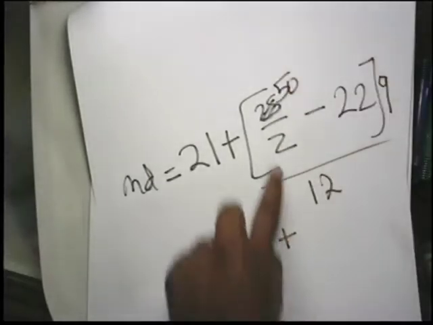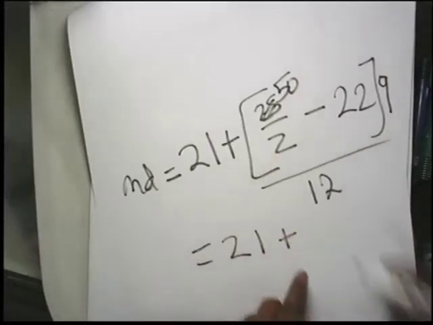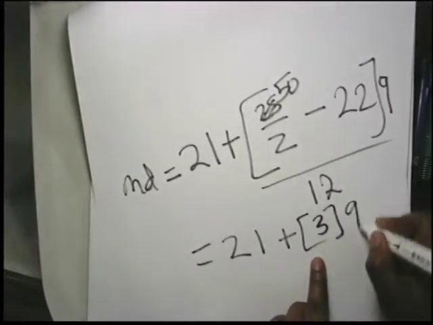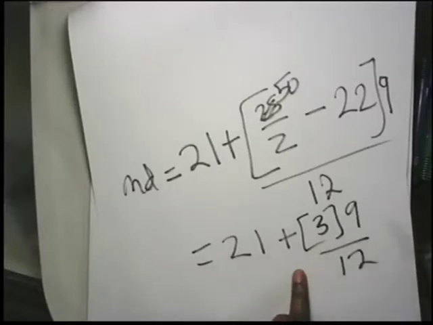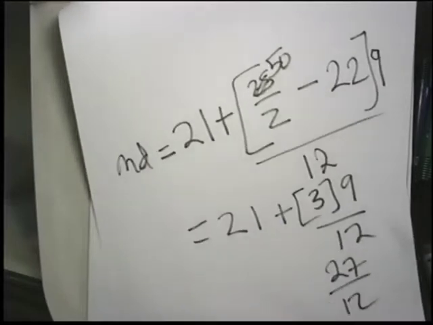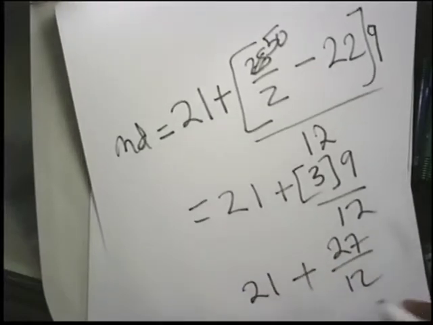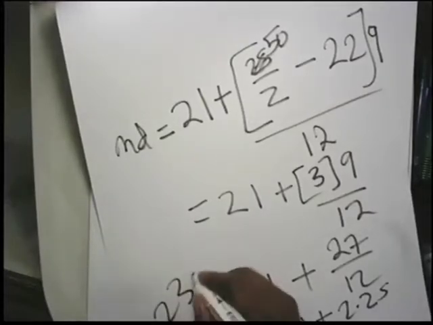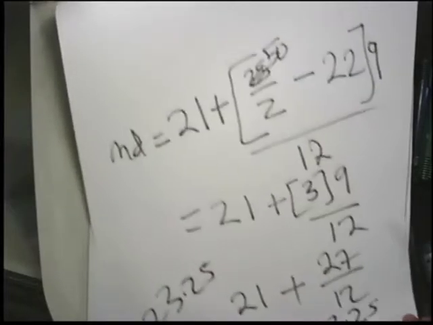Now if you look at this, we have 21, n divided by 2, n is not 25 but 50, isn't it? Now 50 divided by 2 gives us 25. Now 25 minus 22 gives us 3. Now this 3 has to be multiplied by 9, and then you divide by 12. 3 multiplied by 9, you get 27, and then 27 divided by 12, you get 2.25, and then you add 21, then your answer is 23.25.